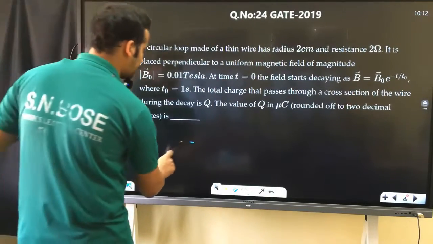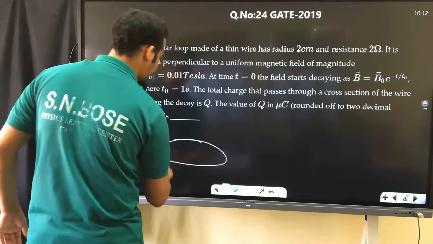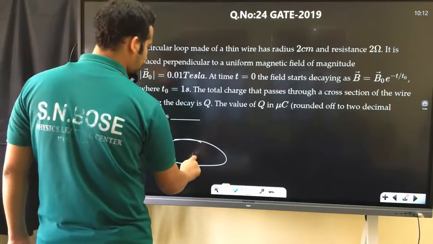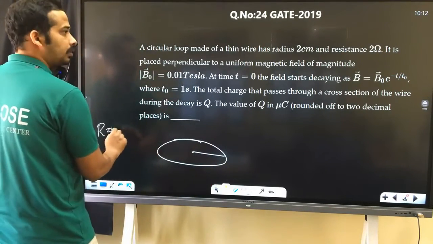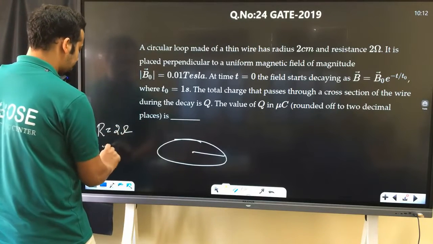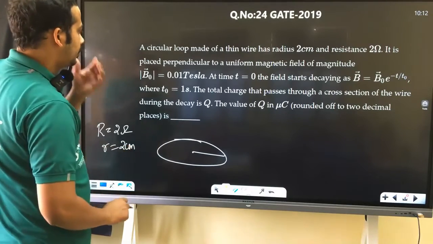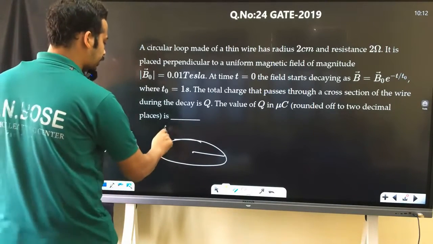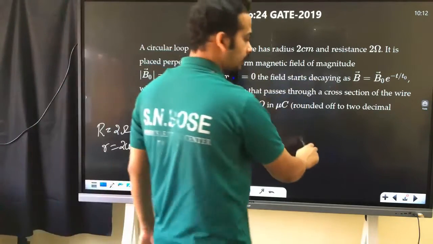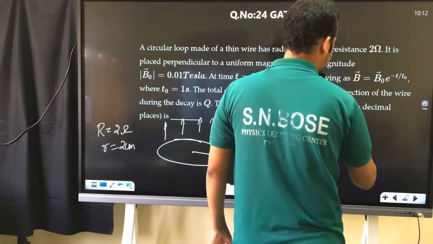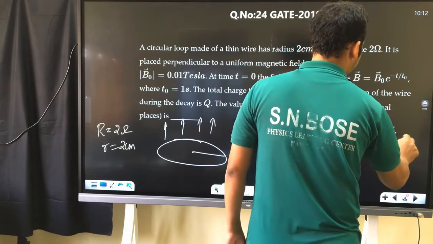You have a circular loop of wire, the radius is given, and the resistance is given. The resistance is equal to, I'll write, 2 ohm. The radius of the wire is equal to 2 centimeter. It is placed perpendicular to the uniform magnetic field in this direction, but it is time varying. He has given B is equal to B naught into e power minus t by t naught, isn't it?